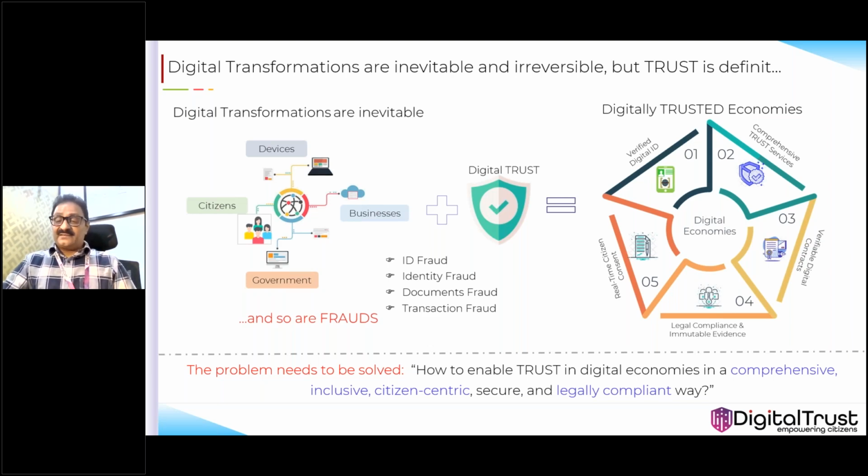These are the important phrases: comprehensive, so it cannot be in silos. It has to be comprehensive, inclusive. Inclusiveness is to include a majority of the population, if not the total population, in the digital world. Citizen-centric: especially when everything is digital, a lot of data related to the citizens is available in the digital world. So how do we make sure that citizens are taken as a focal point, and then design and architect the systems which allow citizens to have control on their data? Finally, it has to be legally compliant.